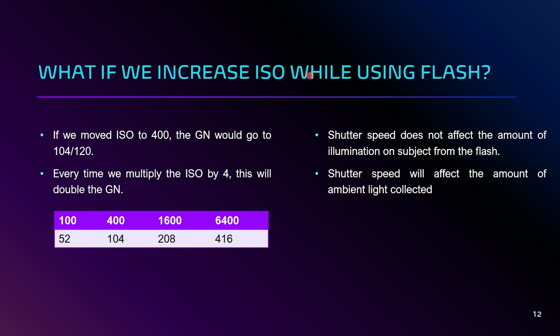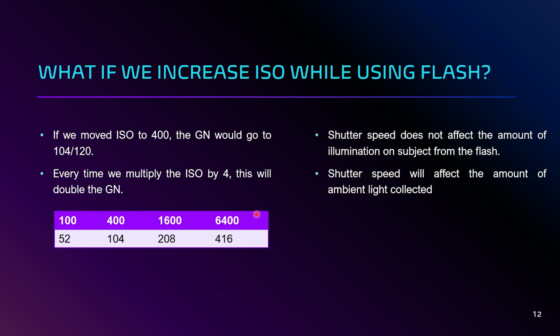What if we increase the ISO while using a flash? If you move ISO to 400, the gauge number would also go to 104 or 120. Suppose your gauge number is 52 at ISO 100. If you increase the ISO to 400, it will go to 104. And if your gauge number is 60 at ISO 100, if you increase ISO to 400, your gauge number will increase to 120. Every time you multiply the ISO by 4, this will double the gauge number.